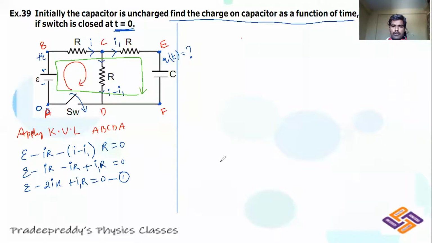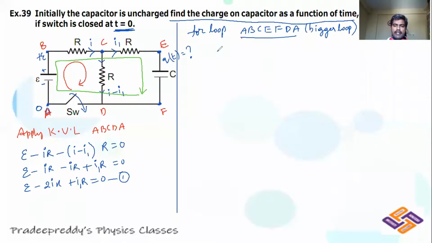So for loop A, B, C, E, F, D, A, bigger loop, that is your wish. You can even take loop D, C, E, F, D also. No problem with that. So for this loop, I can use KVL. Start from A. You are going in this direction, right?